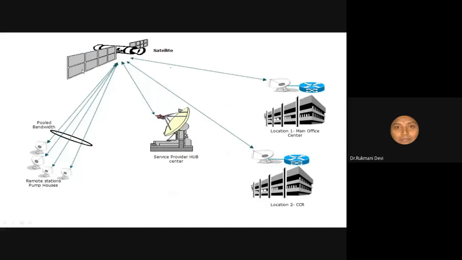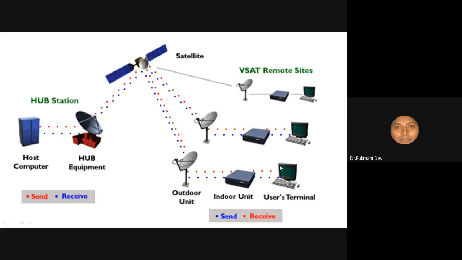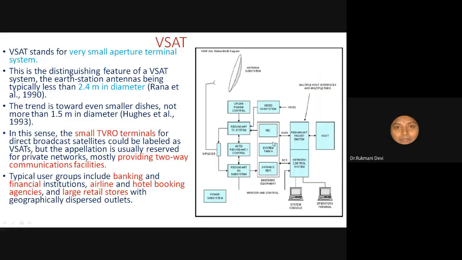So the example is given. You have a satellite. These are the remote stations from houses, the service provider hub center, then location 1, location 2. That is the main office. This is location 2. So how from the hub station, this is the block diagram I have given.